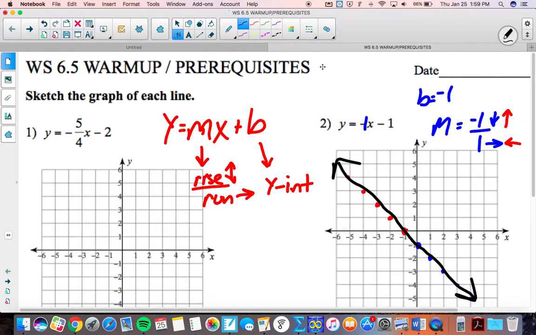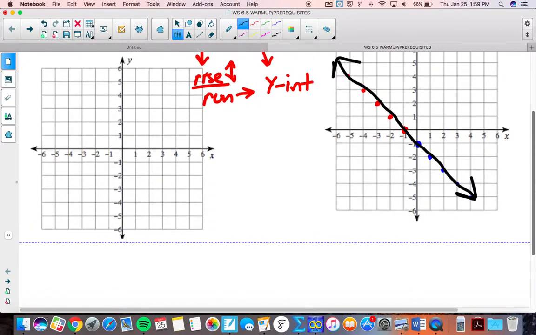Remember, a negative slope goes down and to the right, and a positive slope goes up and to the right. So that slope sign should match the direction of the slope. This is going down and to the right. It's a negative slope, and that was definitely a negative slope in the equation.